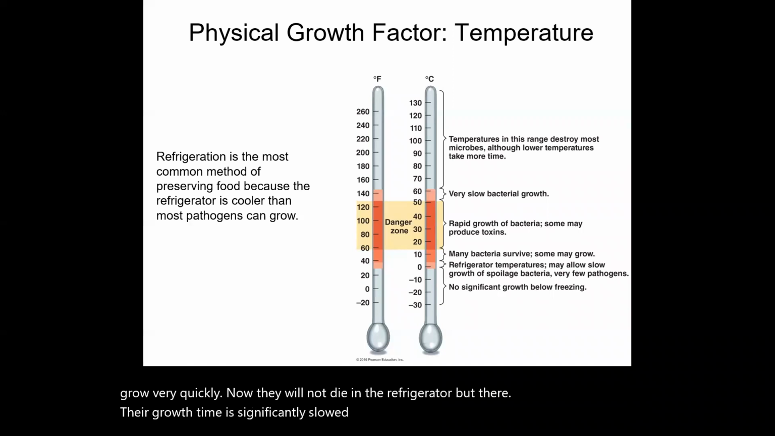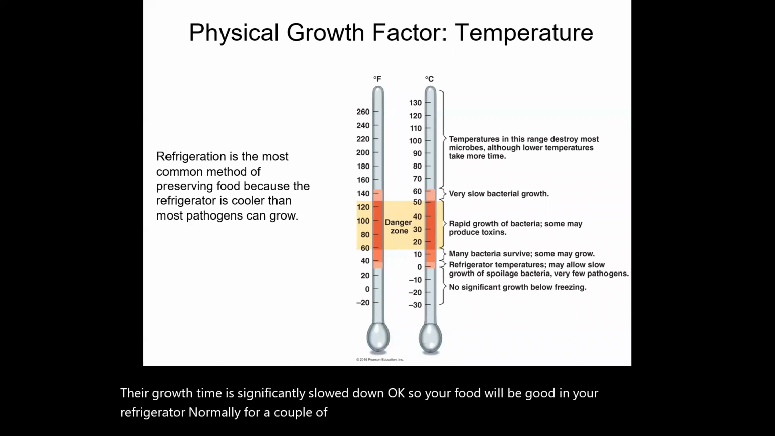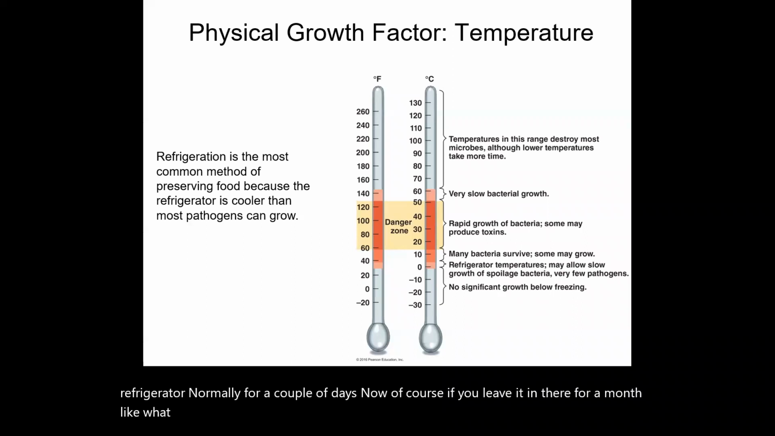Okay, so your food will be good in your refrigerator normally for a couple of days. Now, of course, if you leave it in there for a month, like what happens? You're going to start seeing mold and other things growing because, again, things are still alive in the refrigerator at those cold temperatures.